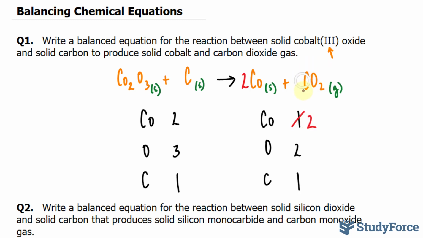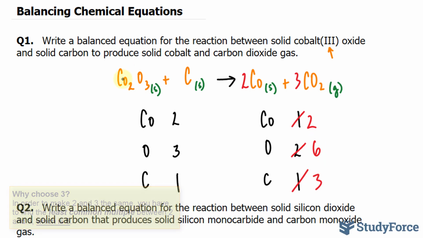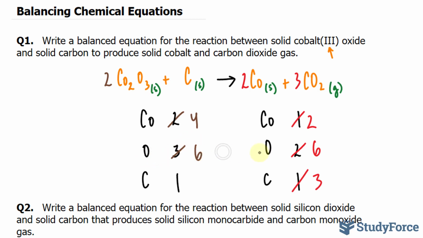What I can do is multiply this molecule by 3. And if I multiply it by 3, look what happens. The amount of carbons changes, it becomes a 3. And the amount of oxygens, we have 3 times 2, which is 6. Now, how can I counterbalance that on the left side? Well, I can multiply this compound by 2. And if I do that, this time I have 4 Co's. Notice we have 2 times 2, 4 cobalts. And 2 times 3 is 6 oxygen. So the oxygens are balanced, but the cobalts and the carbons are not.